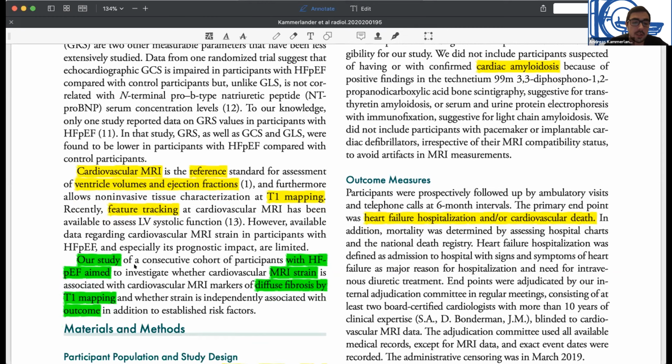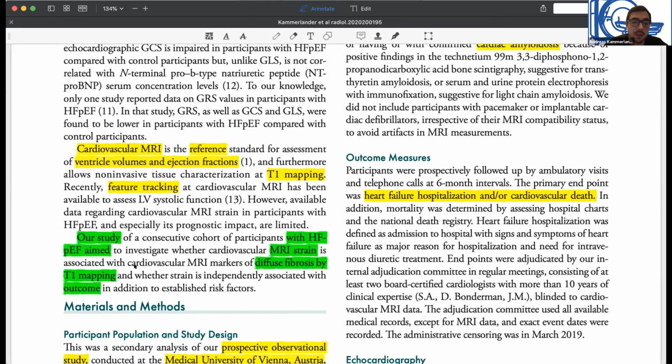And we wanted with this study to basically look at 2 things. First is MR strain, and we focused on longitudinal strain associated with T1 mapping results. And secondly, does it predict outcome?